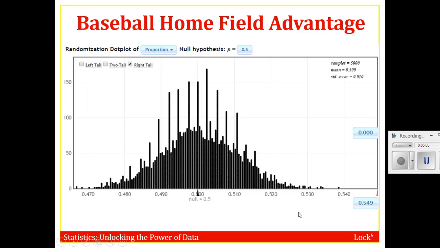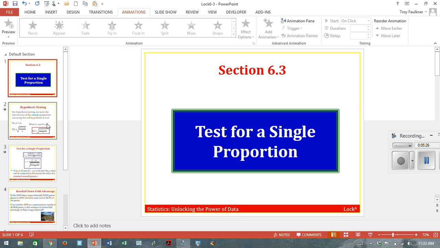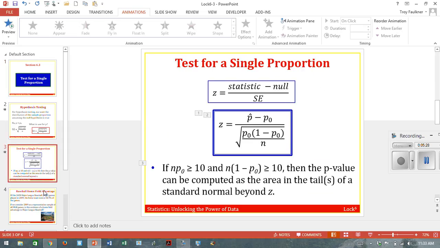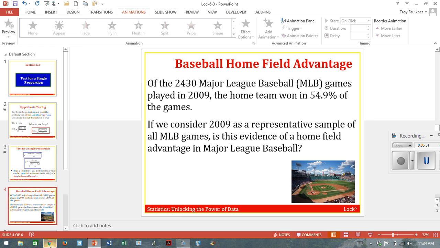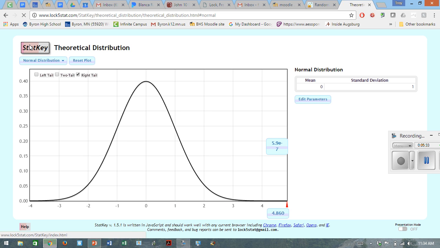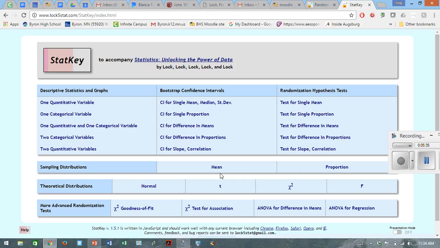Now, we could also go ahead and do that with our randomization distribution, like we've done before with StatKey. And you'll notice we get our p-value when we look at our statistic being 0.000, basically 0, like we had before. So let's go ahead and try those on StatKey. So once again, where'd it go? Here we go. We'll go ahead and go to StatKey. We'll go to theoretical distributions at the bottom. Down here, we're looking at normal.